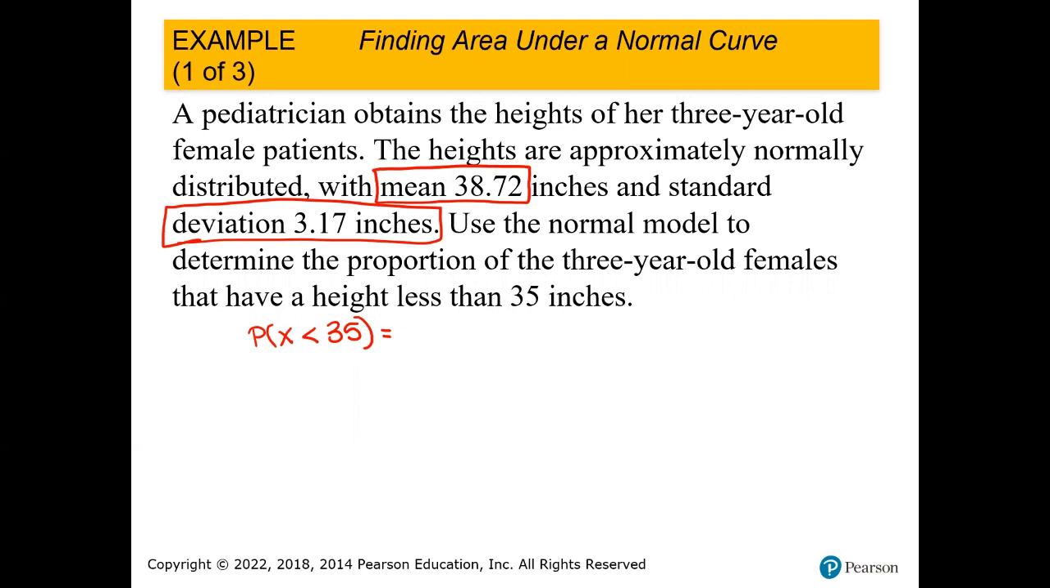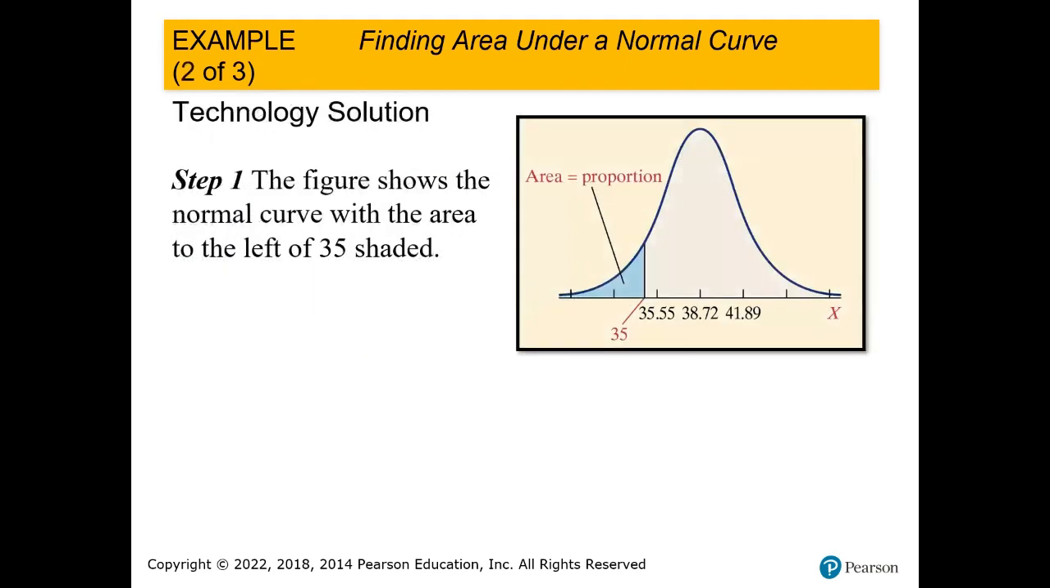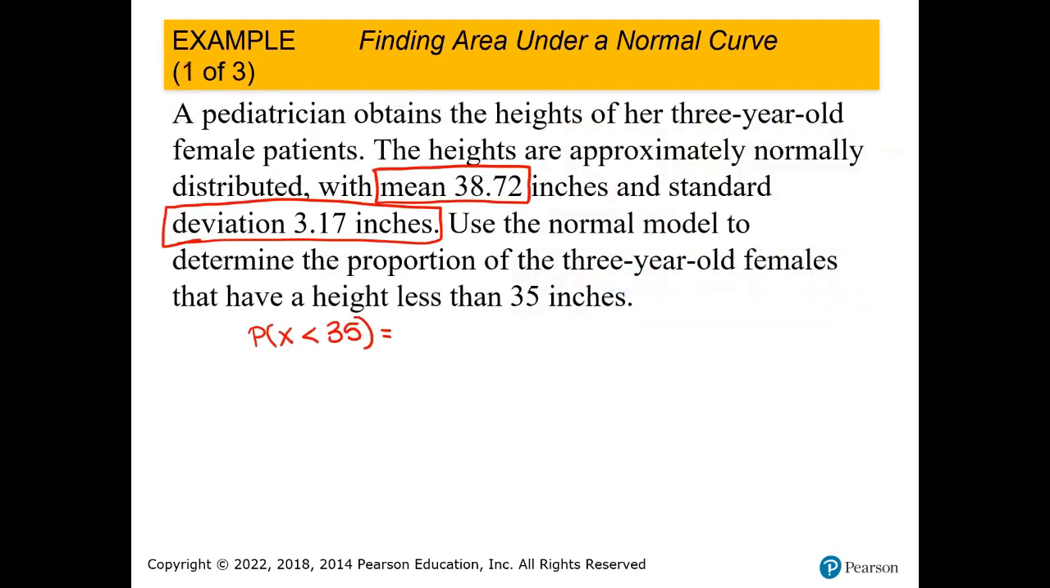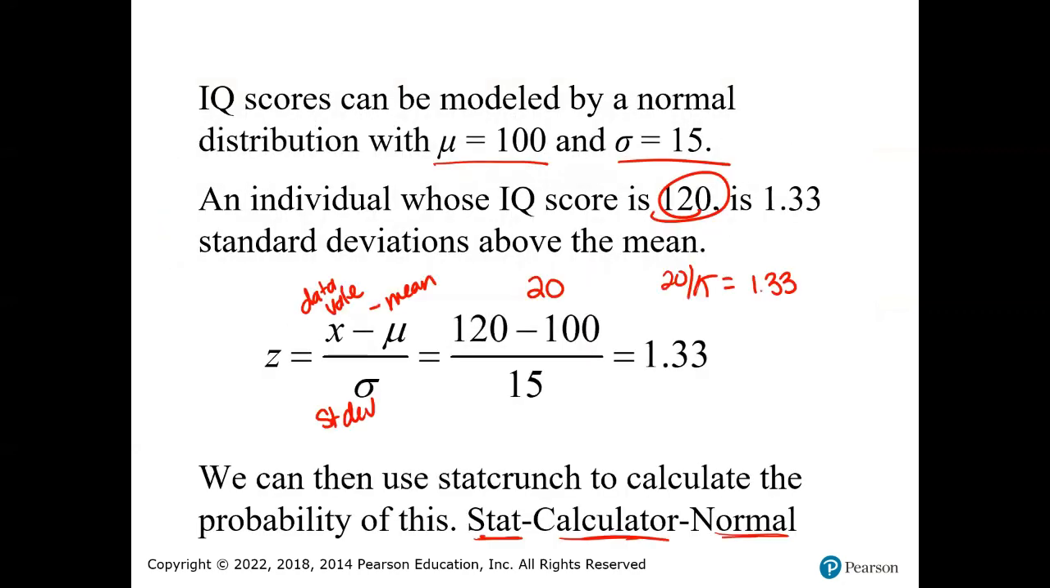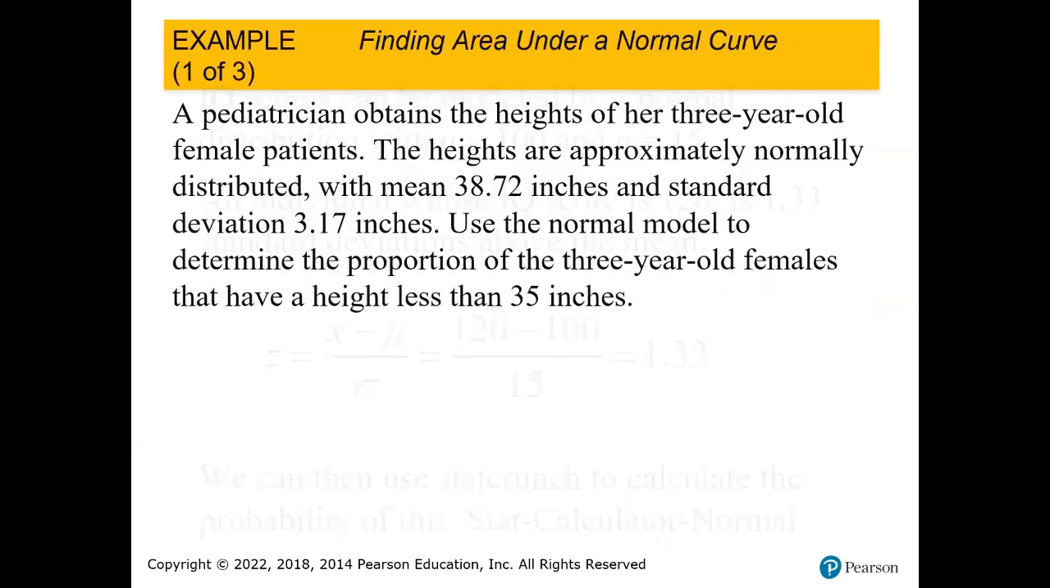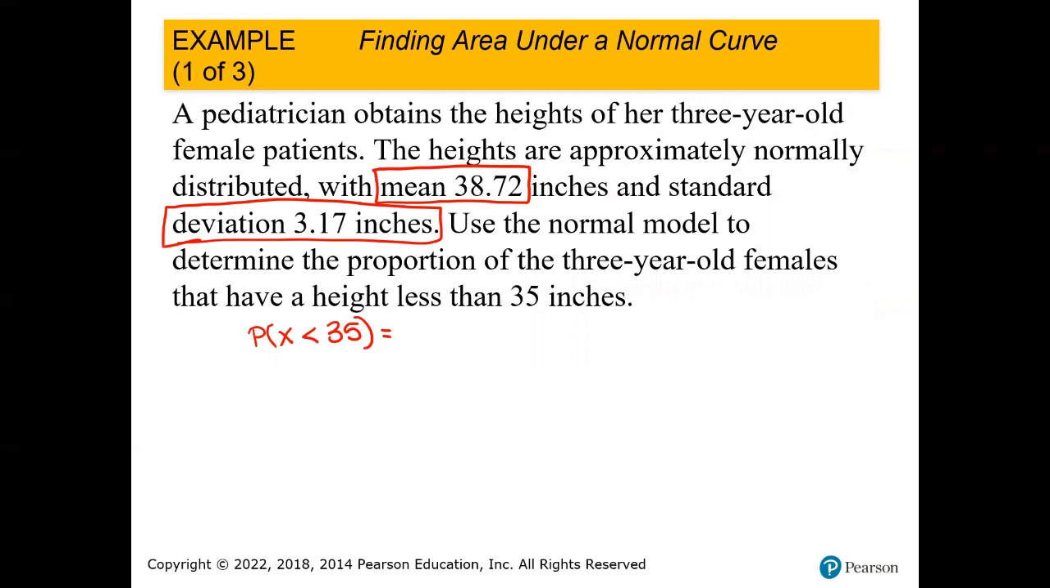The easiest way to do this, I'm going to show you both ways. Instead of using this formula, you can use this formula. I can also just enter the values into StatCrunch. Let's say I wanted to do it the way we just did, finding the z-score. Our data value in question is 35. I want to subtract the overall mean, 38.72, and divide that result by 3.17.